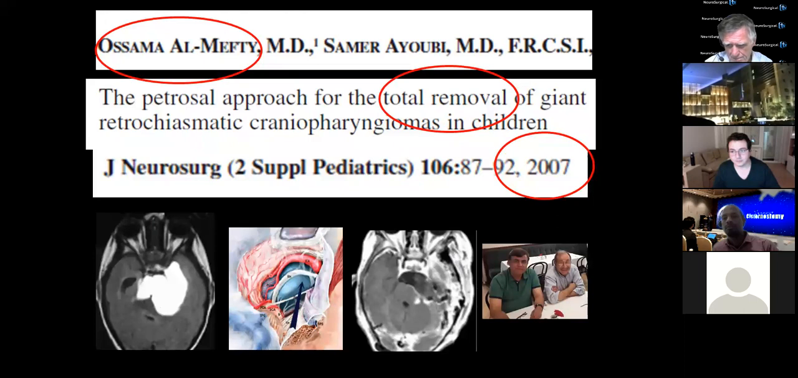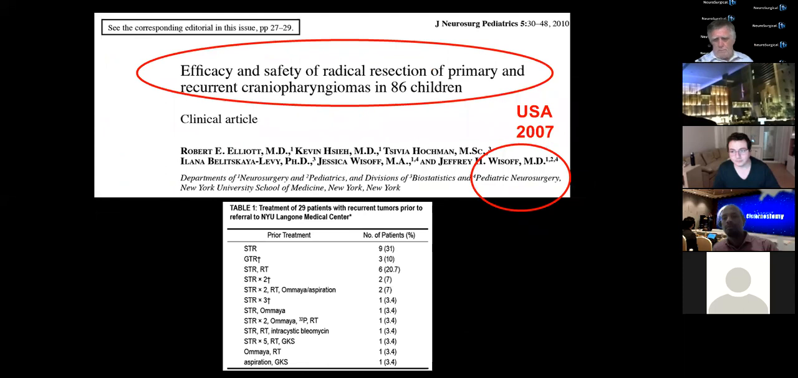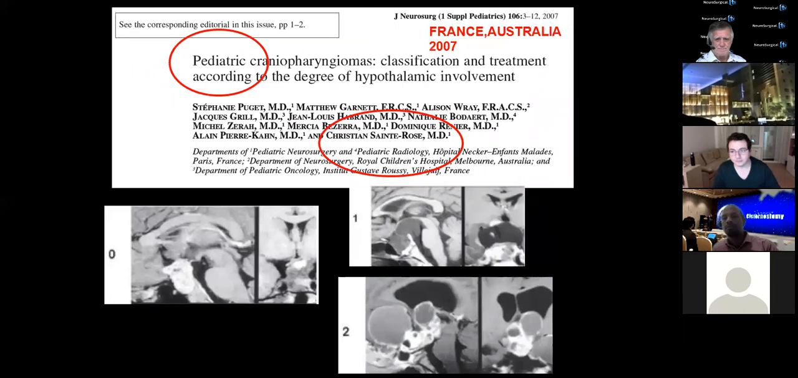Sam Al-Mefty, another giant of surgery, he's from Syrian origin in the United States, a petrosal approach for total removal of giant tumors. Look at this paper, efficacy and safety of radical resection of primary or recurrent craniopharyngiomas from Weiss off in the States. And from France, from Christian Sainte-Rose, who is again a giant of pediatric surgery. France is full of giant pediatric surgeons, Christian Sainte-Rose and Maurice Choux and many others, Zerah and so on. So again, he's advocating radical excision.